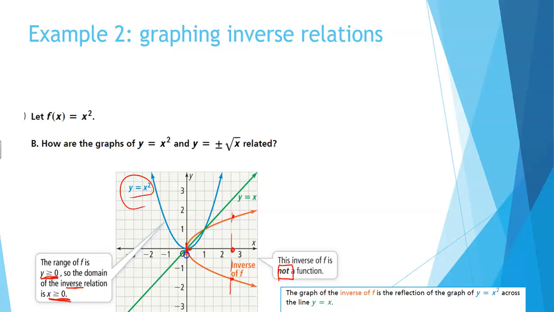And another unique thing about this is I could draw the line y equals x. That's this line right here. And I could actually reflect the blue one over this line, and I could fold the paper in half right there, and it would line up to this red one. This is always true for every inverse. So the inverse of any function f, or any relation f, is the reflection of the graph, in this case y equals x squared, across y equals x. This is always true. You can reflect it, fold it in half and they'd match up.